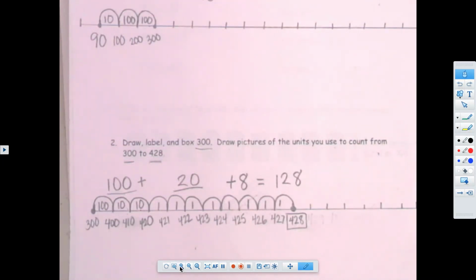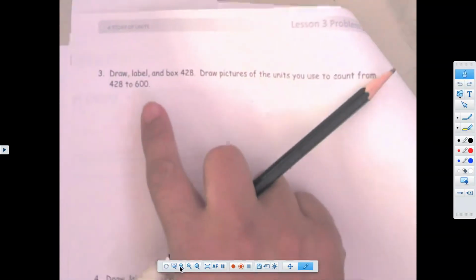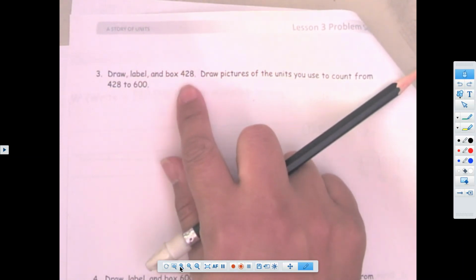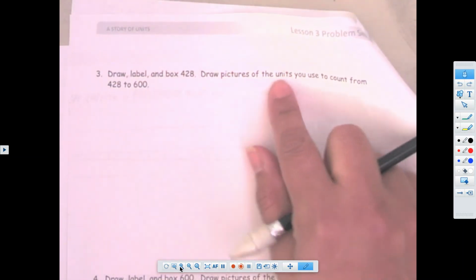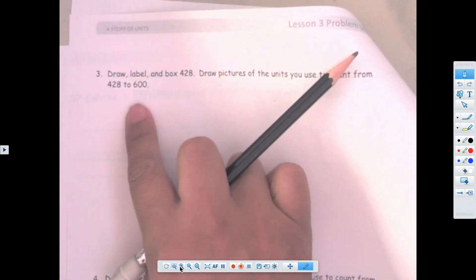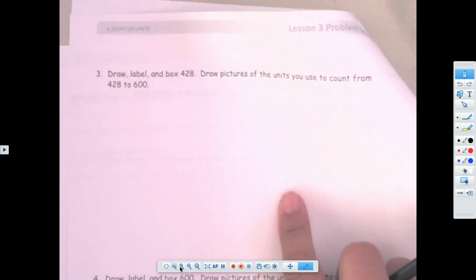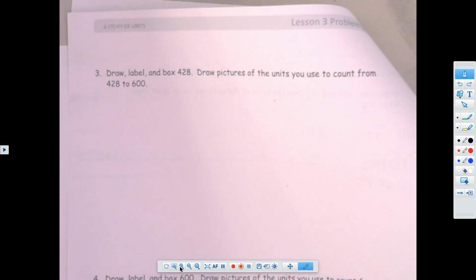So your job tonight for homework will be, let me review what it is for homework and then I'll flip it back because I know you're not done. You are to do this one. And it says, draw a label and box for 128. Draw pictures of units you used to count from 428 to 600. You're going to make a number line. Start with 428 and count all the way to 600. And then here, we're going to go from 600 to 1,000.